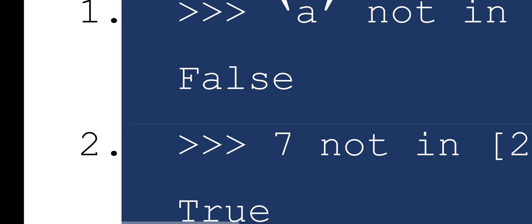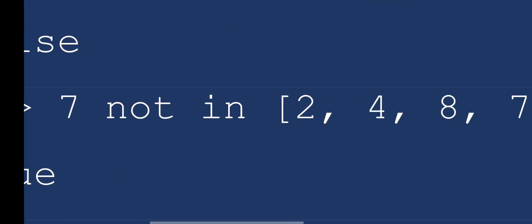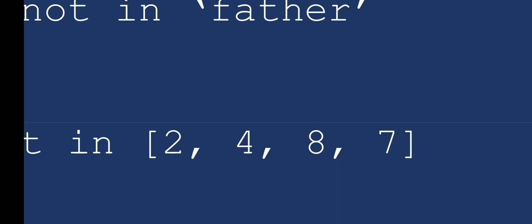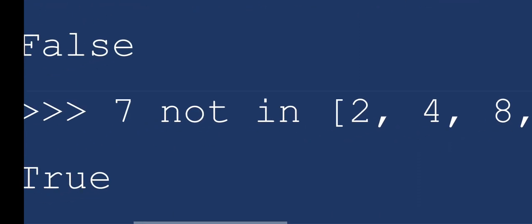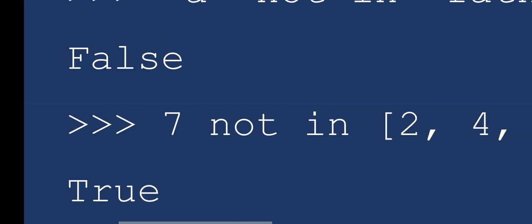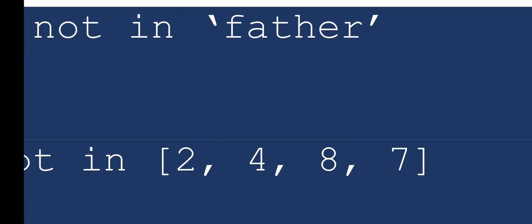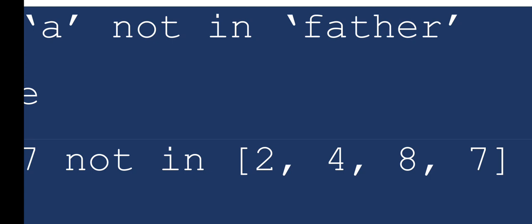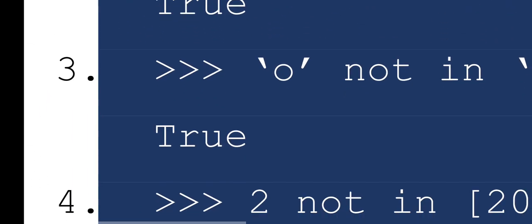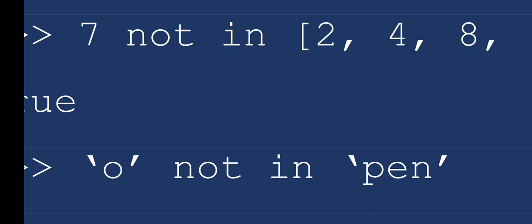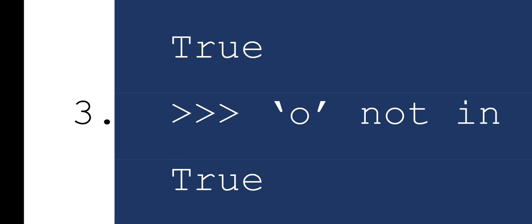And example 2, 7 not in the list containing 2, 4, 8, 7, and the output is false, because 7 is present in the list containing 2, 4, 8, 7, and the membership operator not in checks for absence, not presence. Okay. And example 3, O not in the string pen, P-E-N, and the output is true.